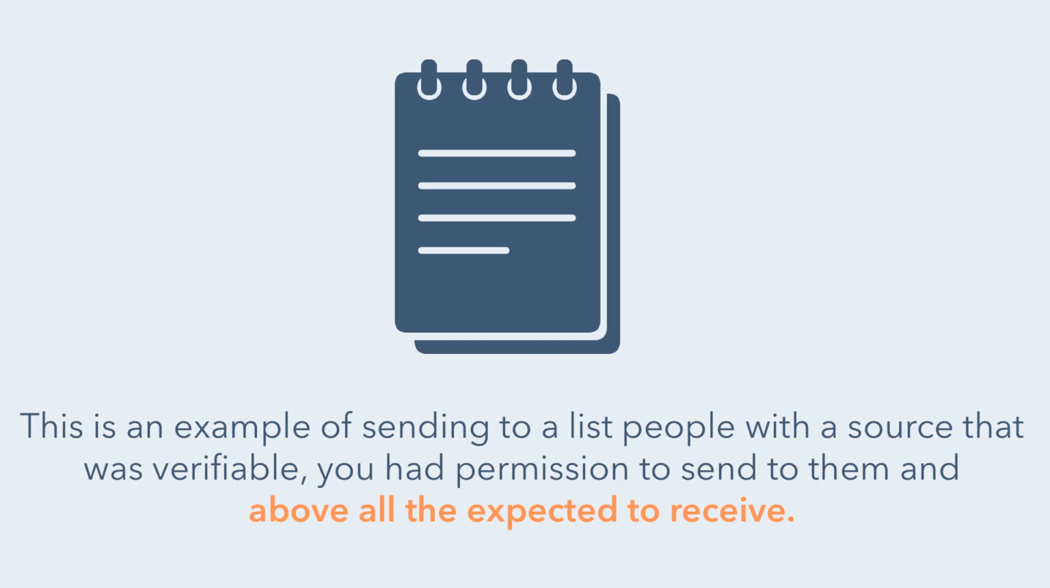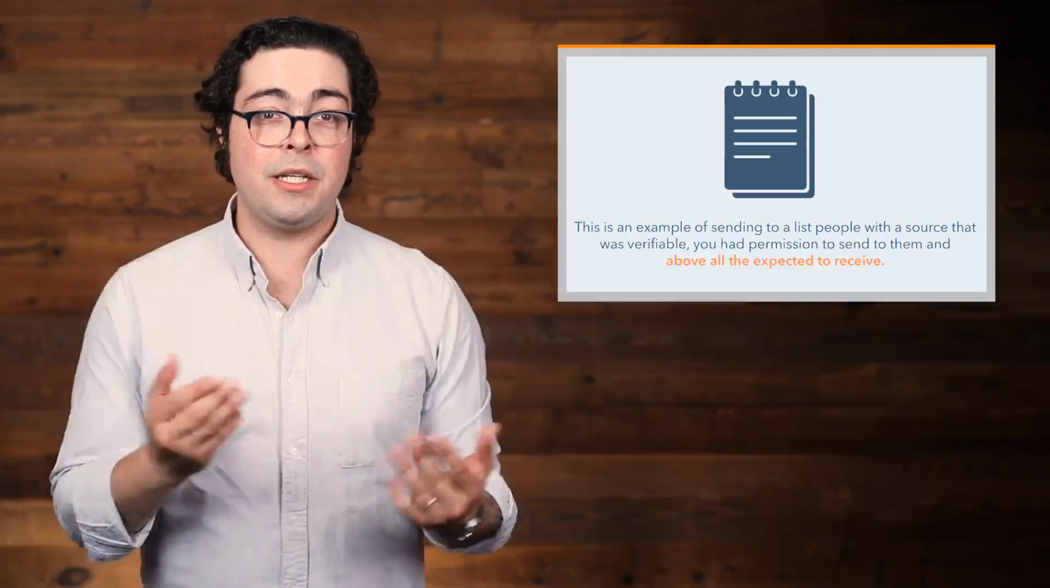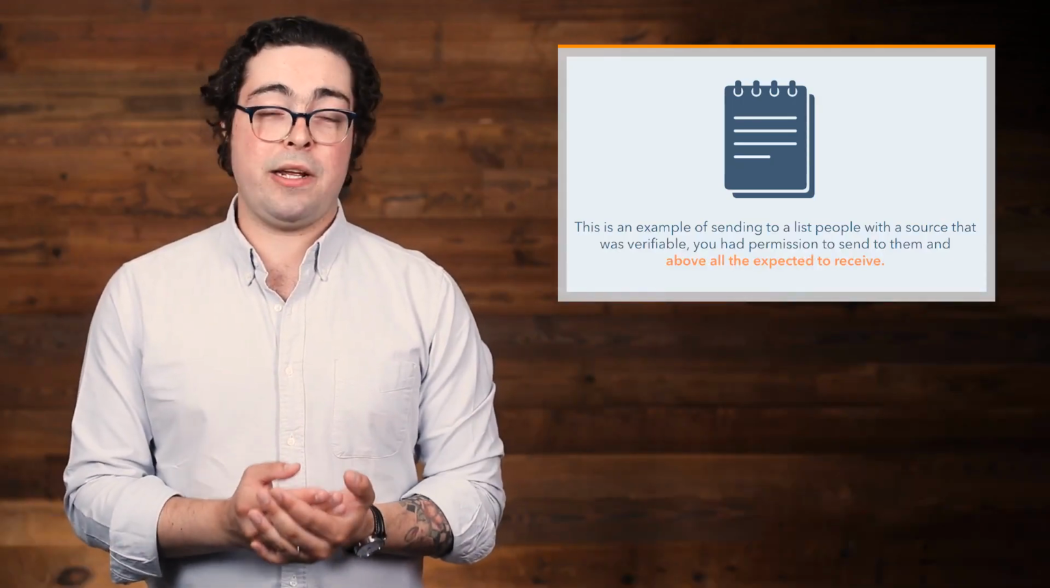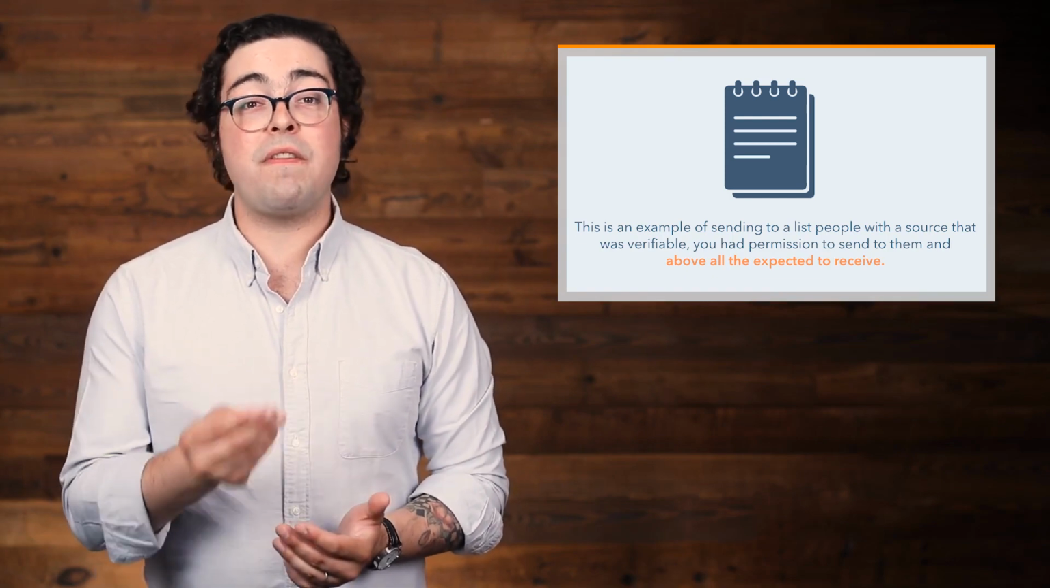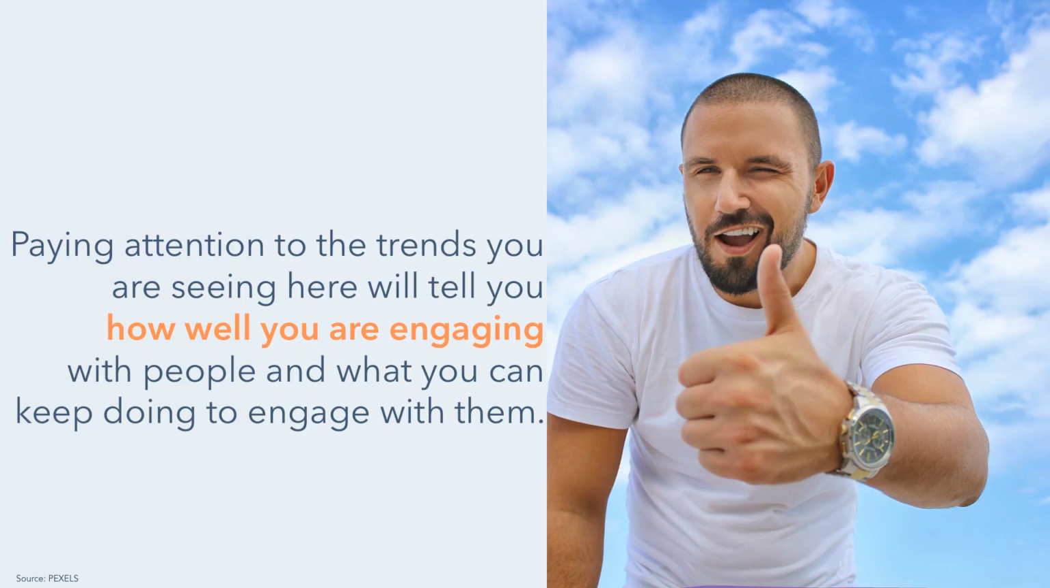This is an example of what happens when you send to a list of people whose contact sources are verifiable, who you had permission to send to, and above all, who expected to receive the email. This is the dream. This is what you were striving for each time you hit send. You are engaging in a conversation with someone and it's providing value to them. By paying attention to the trends you're seeing here, you'll understand how well you're engaging with people and what you can keep doing to continue engaging with them.